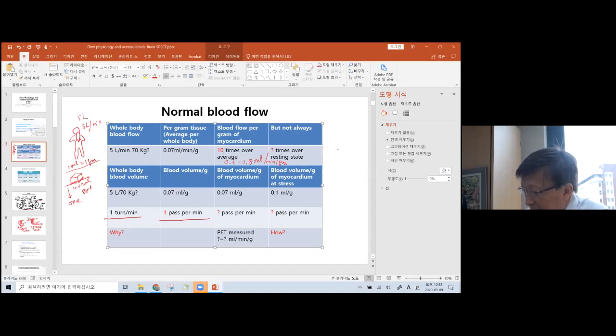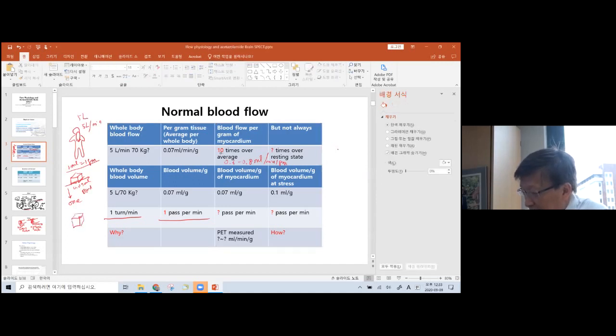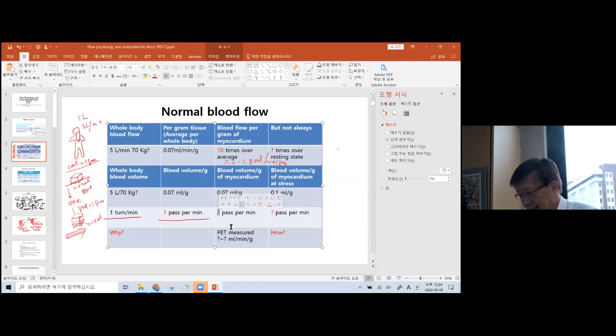So meaning, if you extract 1 milliliter, 1 gram of myocardium, the blood in the blood vessel lumen is 0.07 milliliter, and in 1 minute, 10 components are passing. So how many passes per minute? This reminds me of your previous answer. So it's just 10 per second.